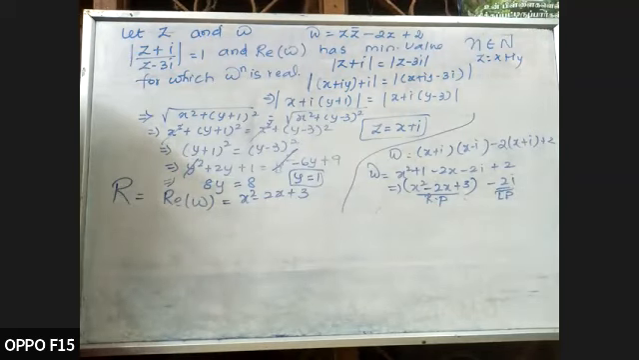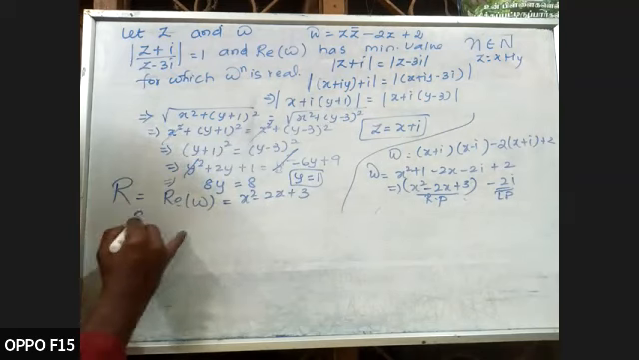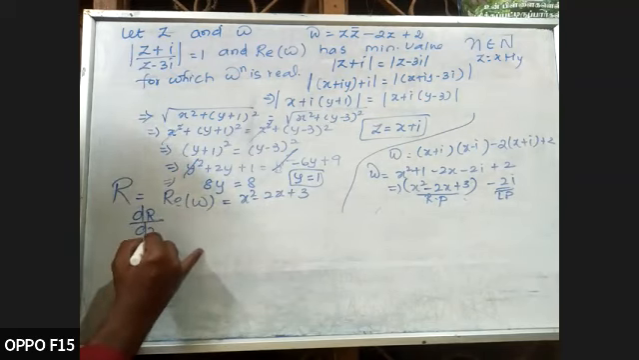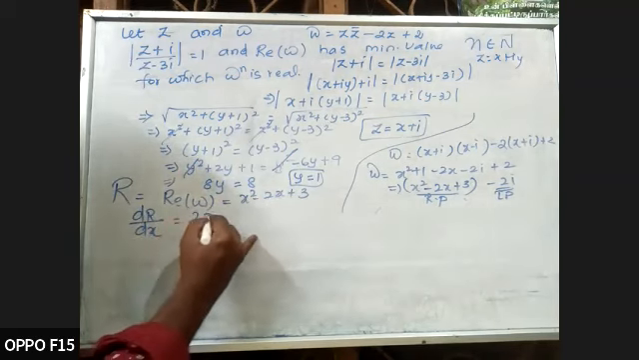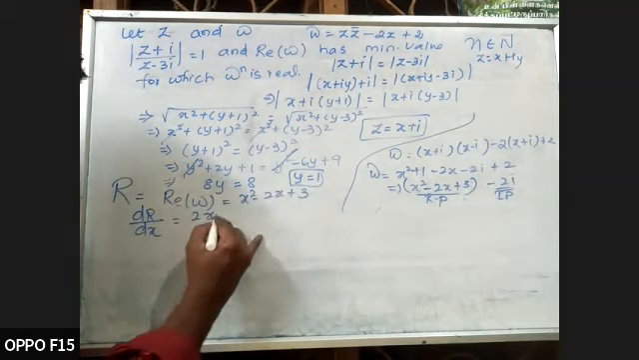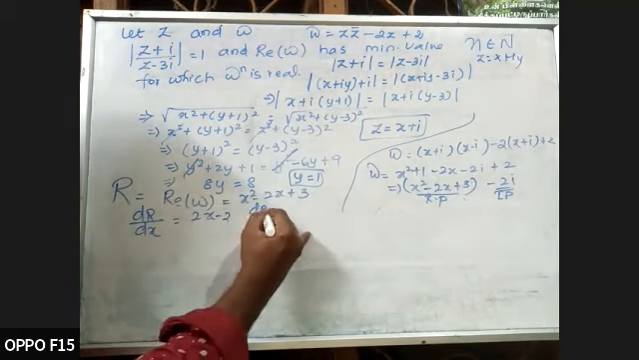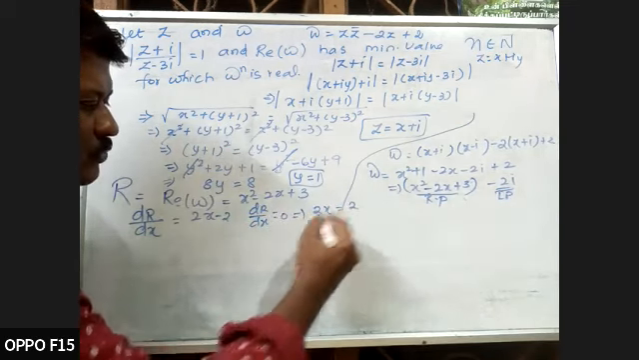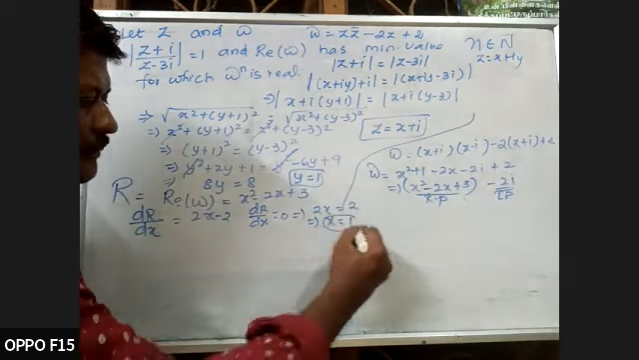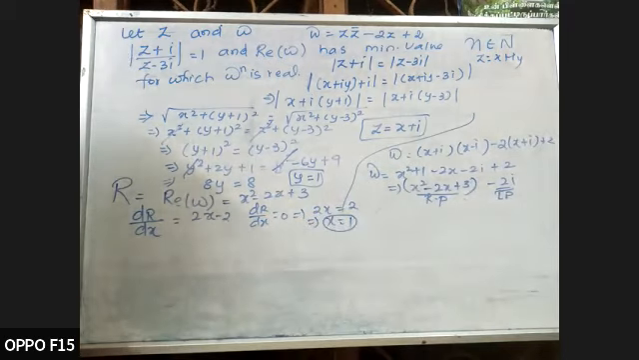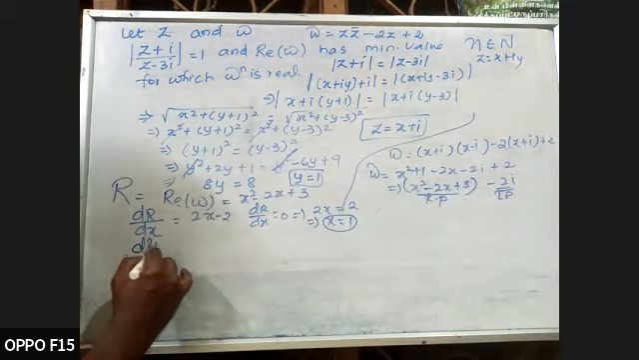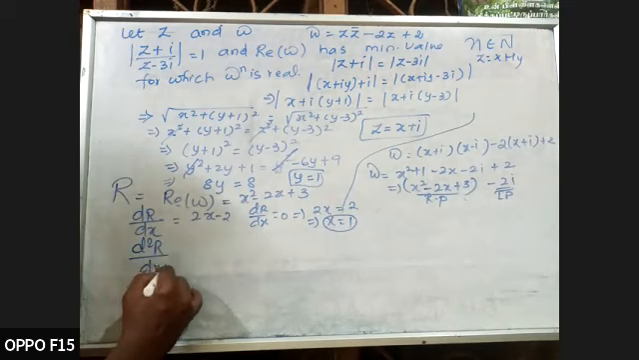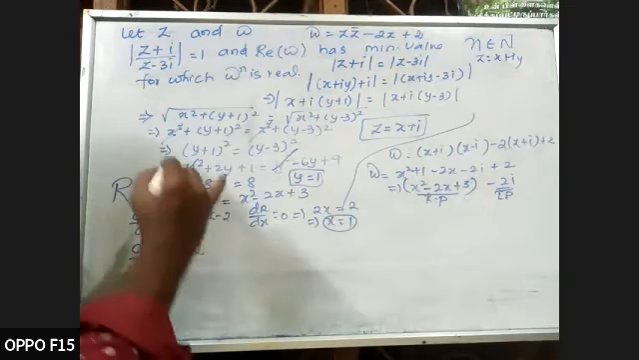For the maxima minima test, I want to find the first derivative dR by dx. The variable is there, so we can write this as 2x minus 2. I can put dR by dx equal to 0. This implies that 2x is equal to 2, or x is equal to 1. I have found x equals 1. To find whether it is maximum or minimum, we need the second derivative. Again you differentiate, only 2 will come.